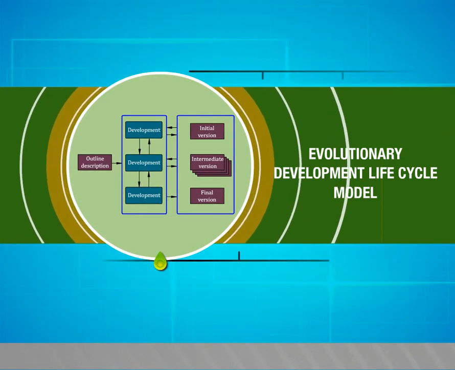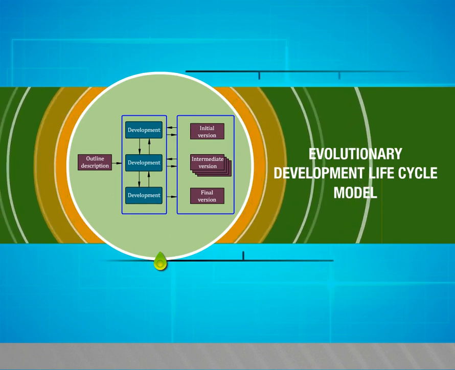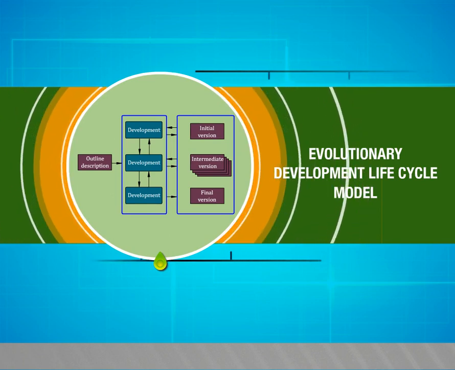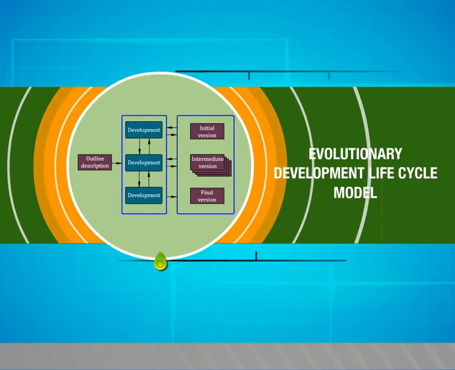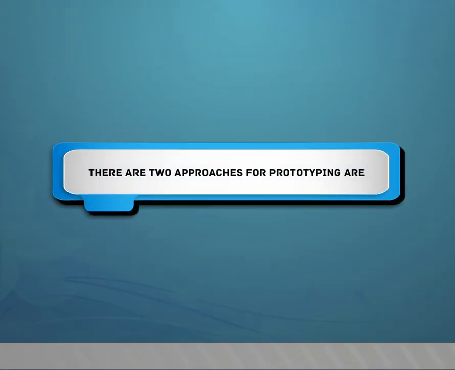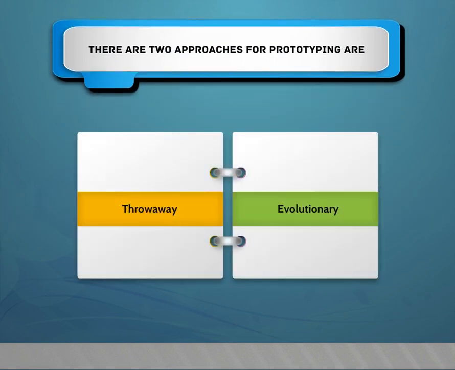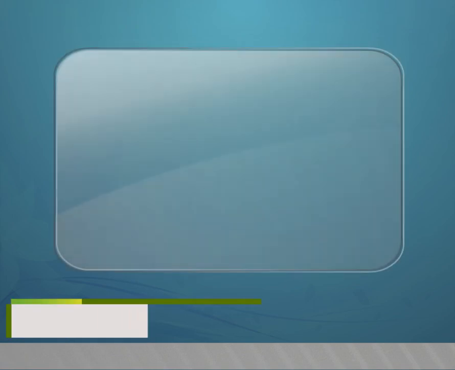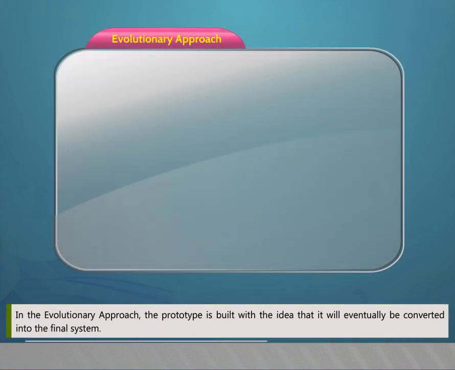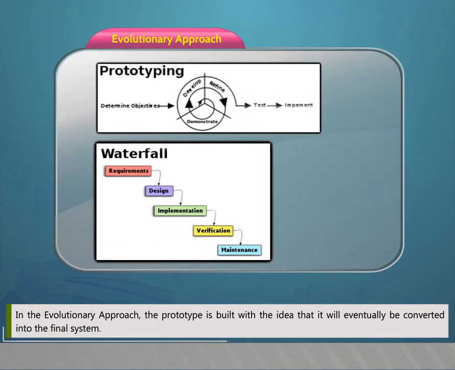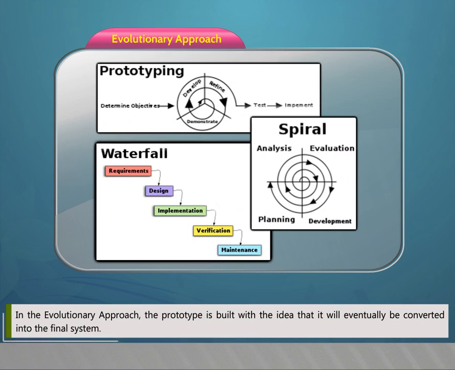Evolutionary development lifecycle model. In this video, we are going to see about evolutionary development lifecycle model. There are two approaches for prototyping: throwaway and evolutionary. In the evolutionary approach, the prototype is built with the idea that it will eventually be converted into the final system.